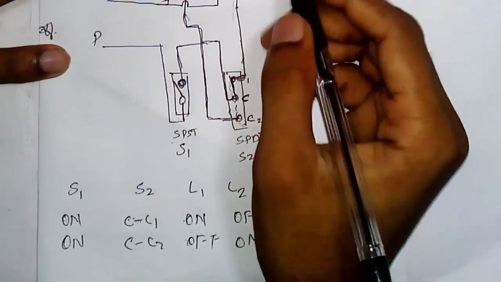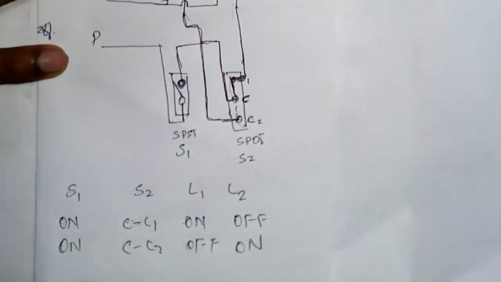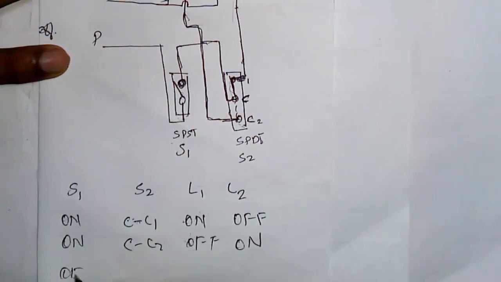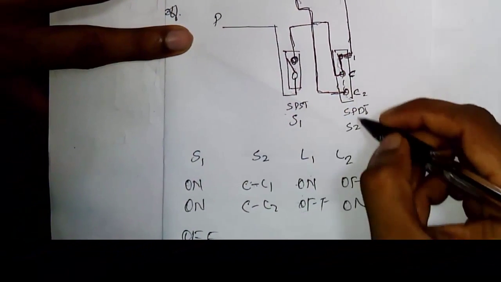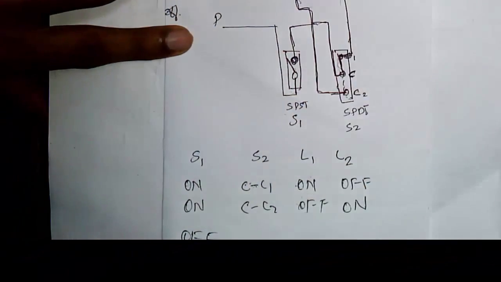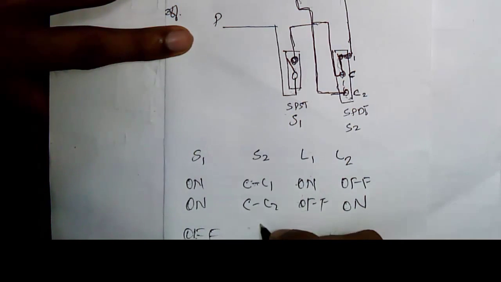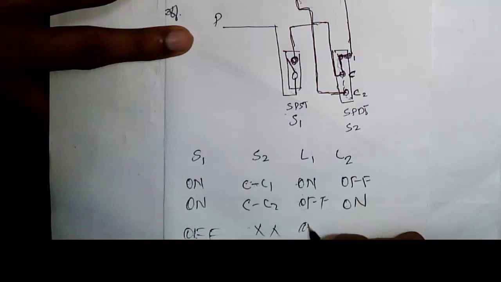And if this switch S1 is off, then it is independent of the connection of the SPDT switch, that is, the bulbs will be in off position. In any position, both bulbs are off.